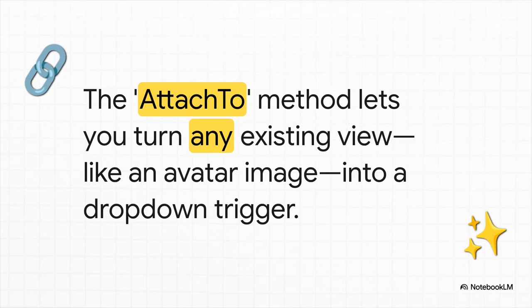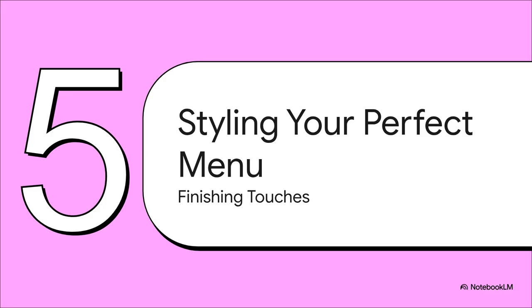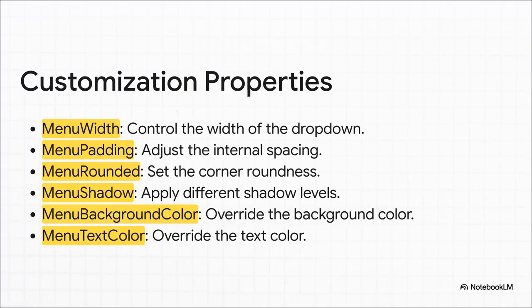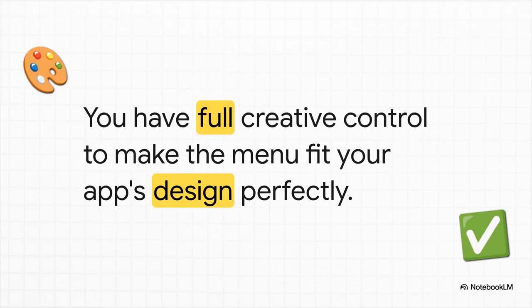That's incredibly powerful. But of course, getting it to work is only half the battle. It's also got to look the part, right? It needs to fit your app's unique vibe, and that's where the styling properties come in. And you get a ton of control. You can set the exact width you need, you can adjust the padding, the breathing room inside, you can make the corners as round as you want, you can add a subtle shadow to make it pop, and of course, you can change the background and text colors to perfectly match your app's theme. The bottom line is, you're not stuck with some generic one-size-fits-all look. You're in the driver's seat. You have total creative control to make this menu look like it was custom-built for your application from day one.